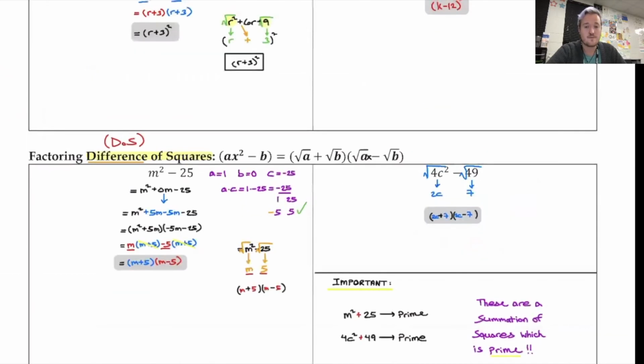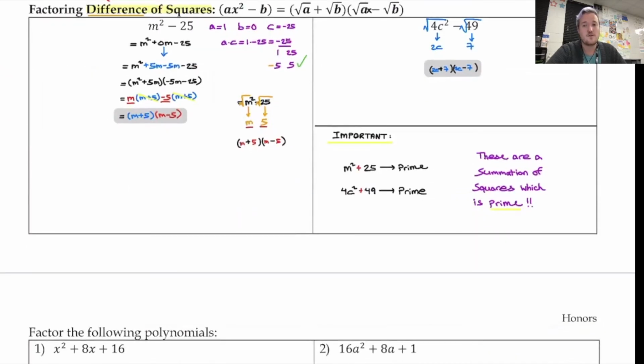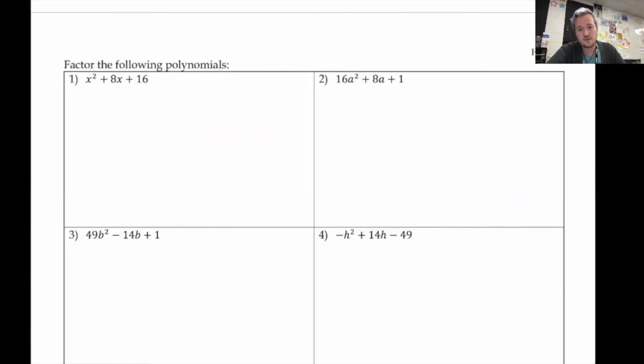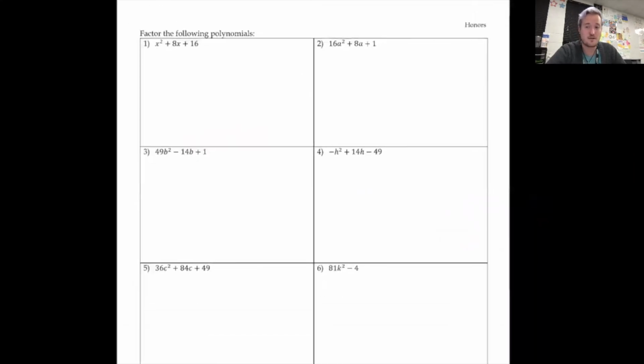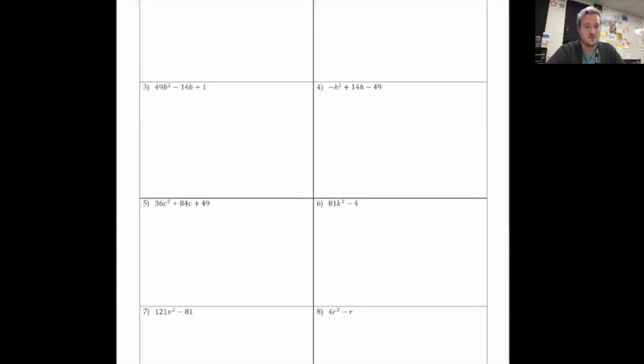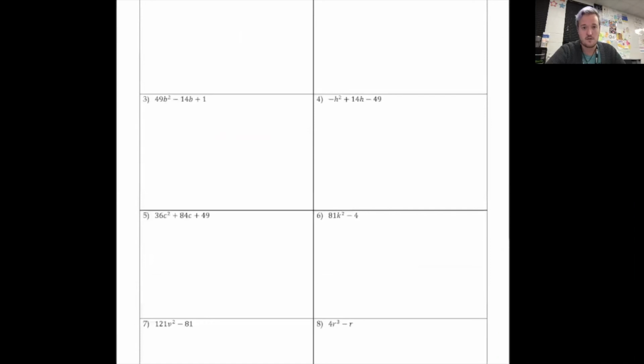All right. So now we're going to do some practice problems. Full disclosure, all these questions on the notes and the practice are going to be special cases. They're going to either be a difference of squares or they're going to be perfect square trinomials. So the trick will work for all of these.